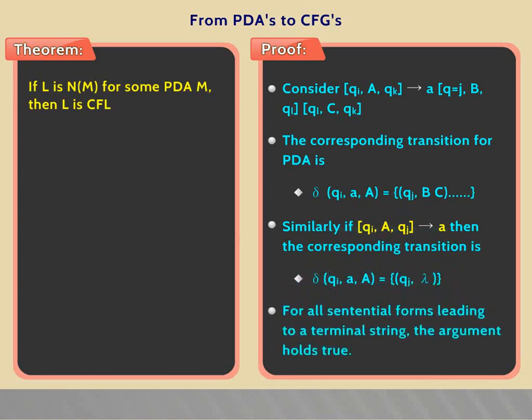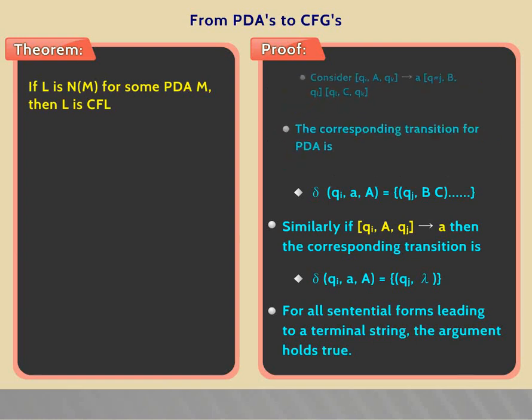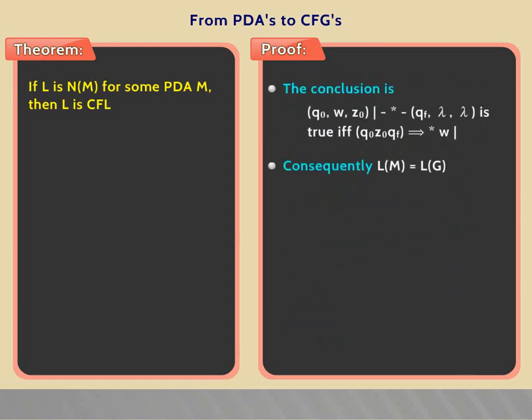For all sentential forms leading to a terminal string, the argument holds true. The conclusion is (q0, w, z0) ⊢* (qf, λ, λ) is true if (q0, z0, qf) ⇒* w, and consequently L(M) = L(G).